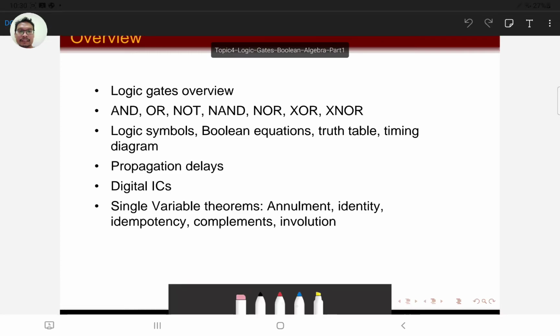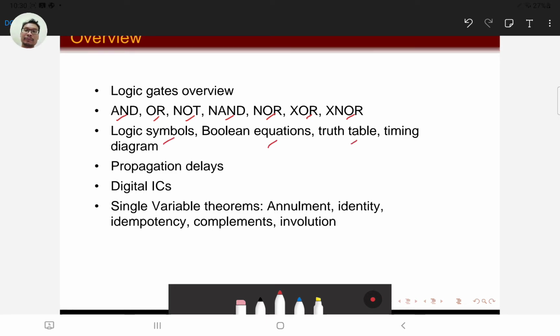We're going to go through logic gates, and what we need to know is we're going to cover the basic AND gate, OR gate, NOT gate, NAND gate, NOR gate, XOR, and also XNOR gates. And for each gate, we need to know what the logic symbols are, what the Boolean equations are, what the truth table is, and also what a timing diagram is.